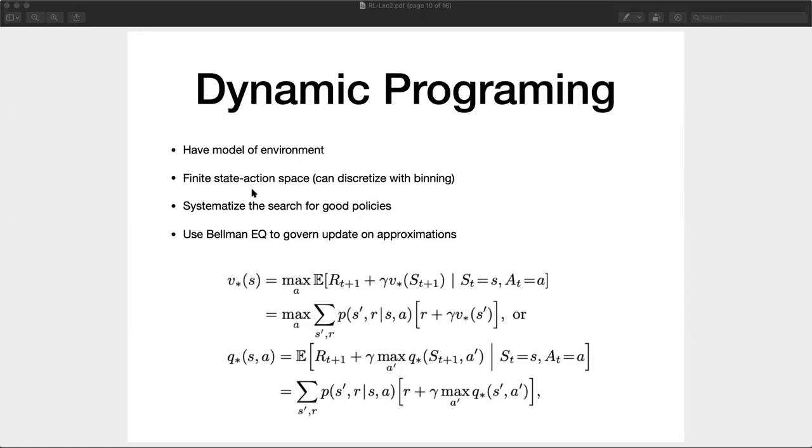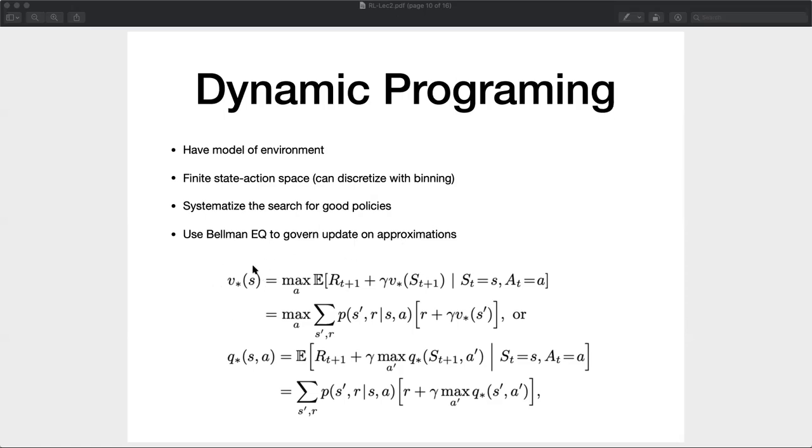We can't have a continuous state space. In some instances you can approximate this by binning the continuous state space to have discrete states. And we're going to use the Bellman equation to govern how we update the approximations.